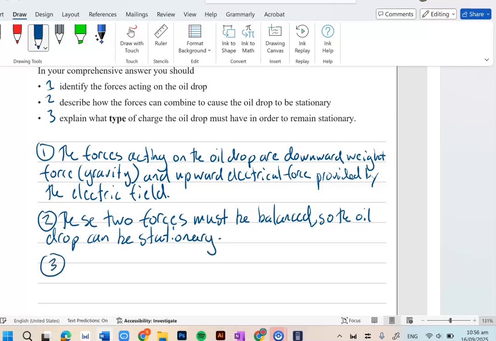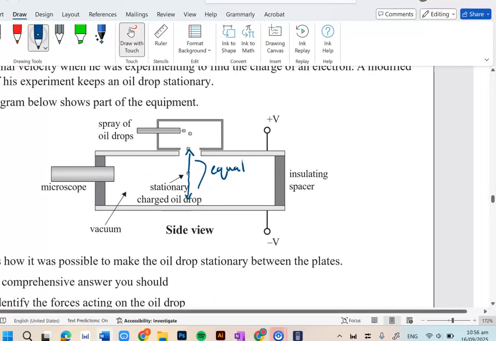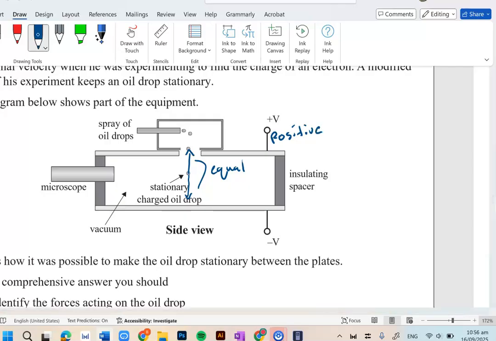Okay, bullet point number 3. Explain what type of charge the oil drop must have in order to remain stationary. So it's either going to have a positive or a negative. Now, we know it can't be positive because for the electrical force to be upwards, the type of charge has to be opposite to the charge on the top plate. Now, if we look at the top plate, it's a positive charge, right? So we know from our basic laws, like charges repel and opposite charges attract. Now, the force is attracting towards the positive plate. So that means the charge on the oil drop has to be negative, because if the charge on the oil drop was positive, it'd be going along this way, okay?